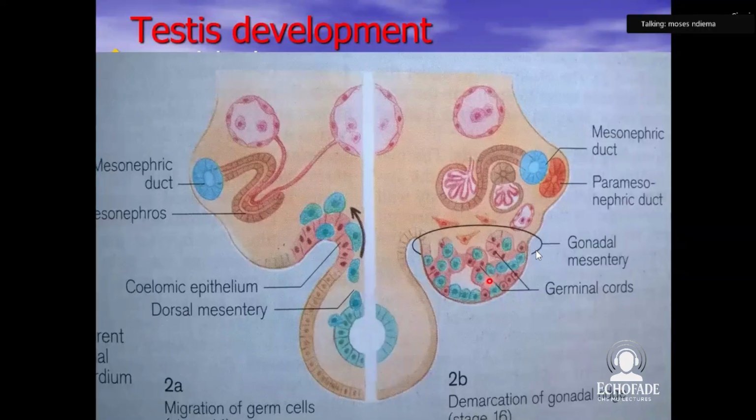To differentiate the cells, I'd like you to know there's detachment from the wall of the urogenital ridge. This detachment now leaves it attached only by the broad ligament, that eventually forms the broad ligament.